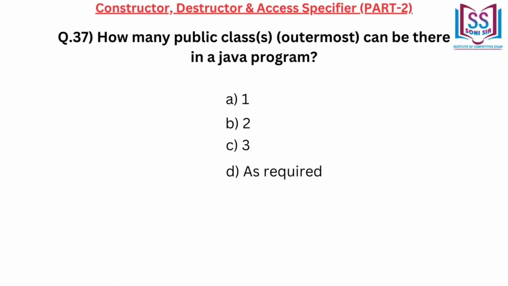How many public class, outermost, can be there in a Java program? A. 1. B. 2. C. 3. D. As required. Correct answer A. 1.